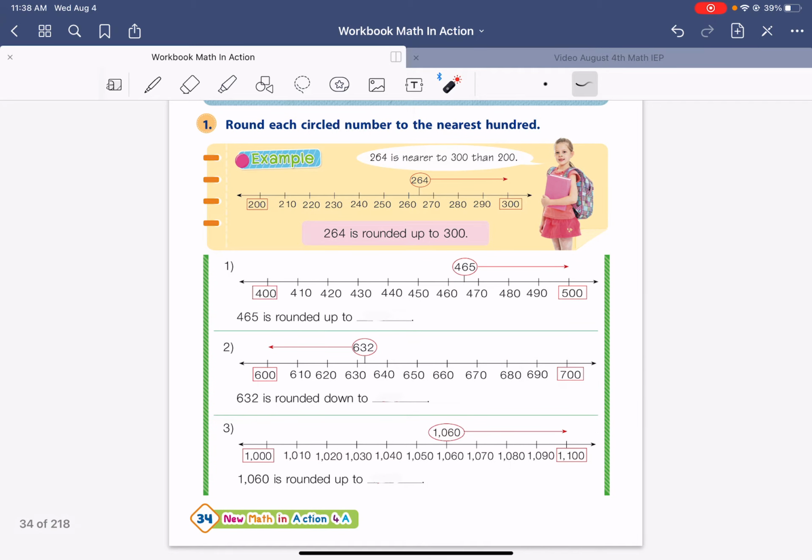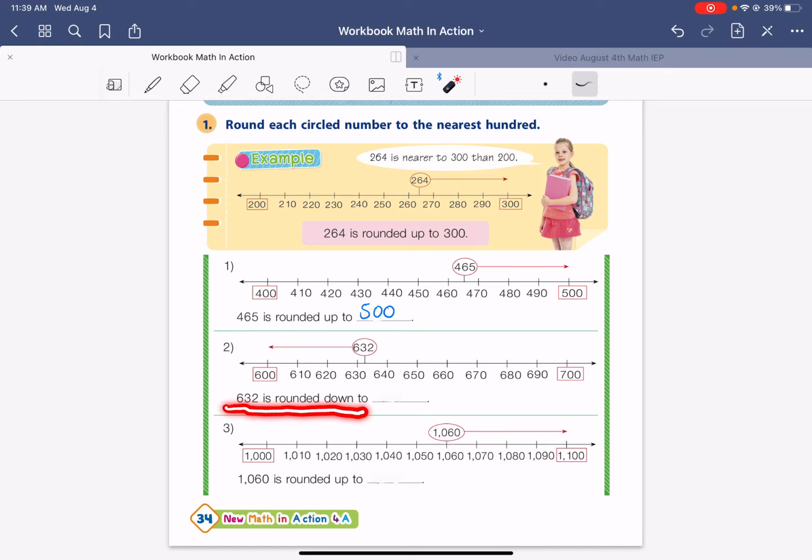So we're going to round some numbers. 264 is rounded up to 300 because it's closer. So 465 is rounded up to, we go up, right? Because it's closer to 500 than 400. So we're just going to write over here 500. Let's round it up.